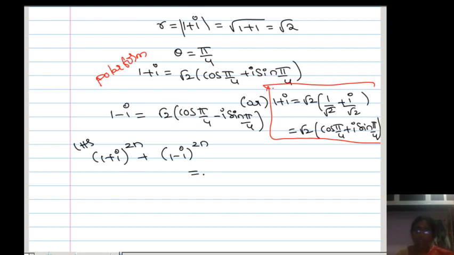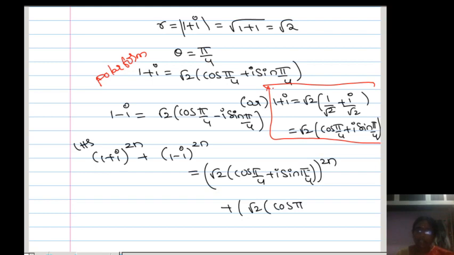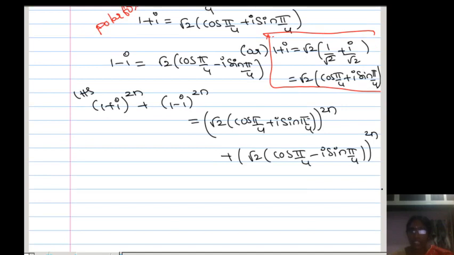So (1 plus i) whole power 2n means, in polar form, root 2 (cos pi by 4 plus i sin pi by 4) whole power 2n, plus again root 2 into (cos pi by 4 minus i sin pi by 4) whole power 2n. Now root 2 means what happened?